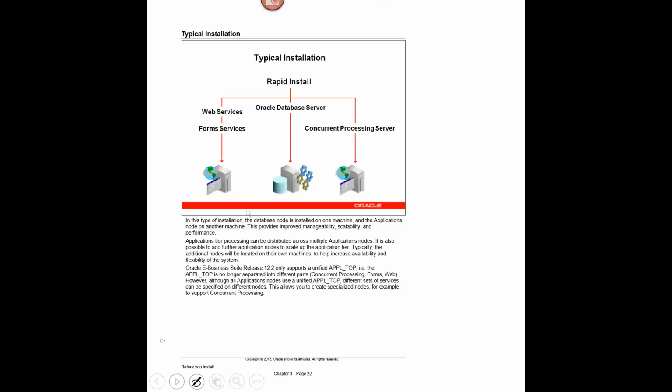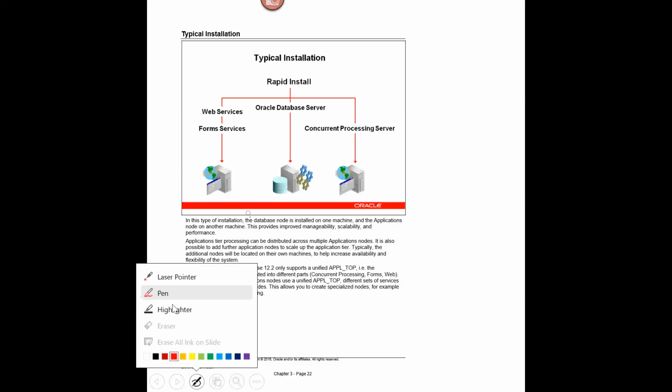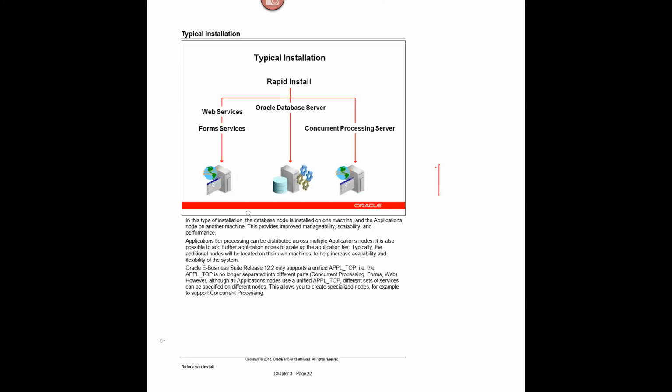So what I'm telling you, with my experience, like I told you yesterday, at least 80% of the worldwide customers are in this one. They have an application tier where they have web services, forms services, and concurrent processing server, and they have a database. So at least 80 to 90% you have taken care of.